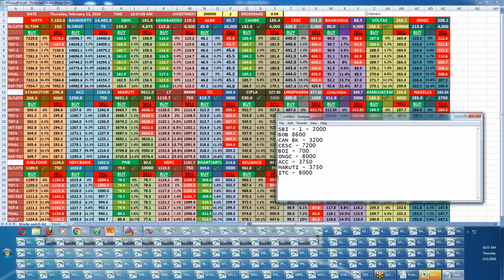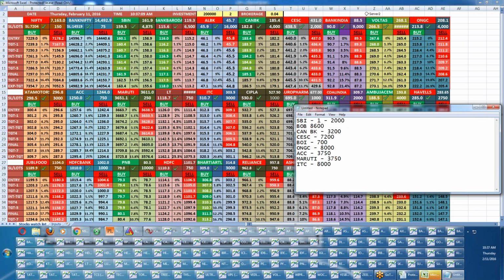Cipla, we saw a buy call in the morning. So the entry was 527. It made its final target 520. That's around 7 rupees. 7 into 800. That's around 5,800 rupees. Aurobindo Pharma was a very good call.